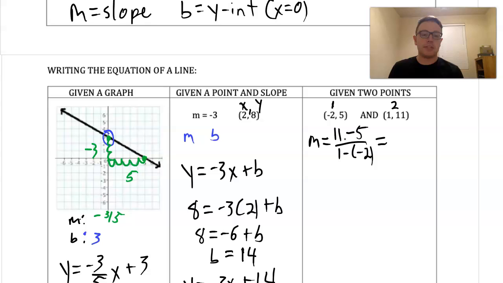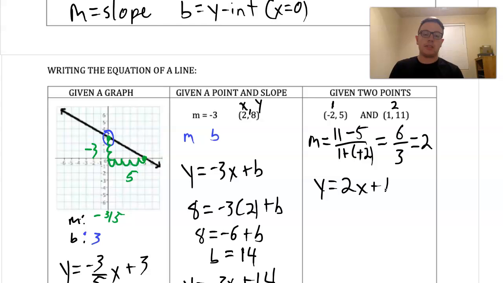So this is going to be 11 minus 5 is 6. Minus a negative is the same thing as plus a positive. So this is 6 over 3, or 2. Great, now we have a slope and we have 2 points. What do we do from here? Well, from here we have a slope and a point. So we can just follow this. We know what our slope is, so let's put that in and see what we can do.